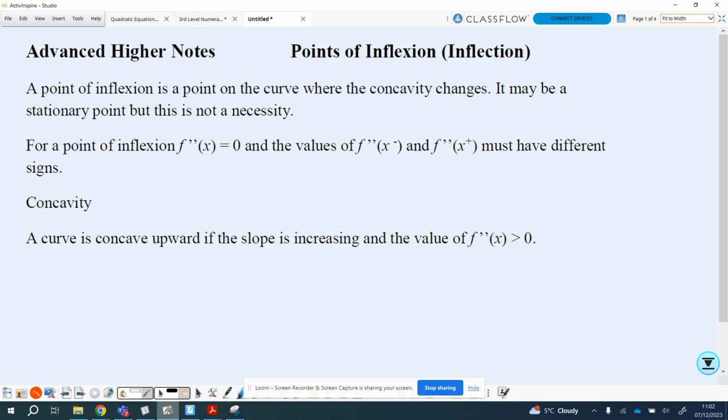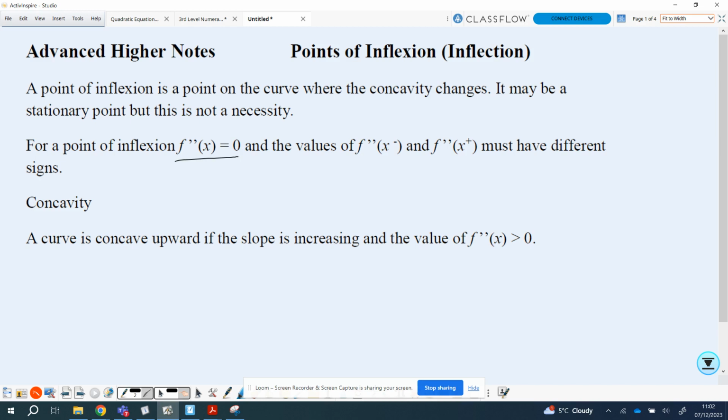A point of inflection is a point on the curve where the concavity changes. It may be a stationary point, but this is not a necessity. However, for a point of inflection, there's a bit of criteria here: we need the second derivative at the point x to equal 0. That's the first thing we check.